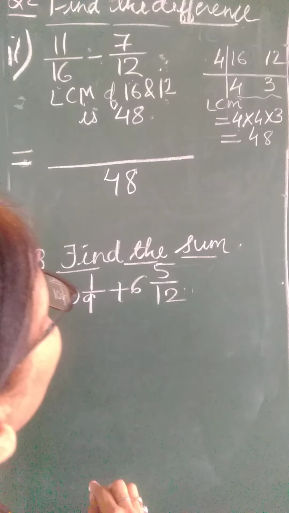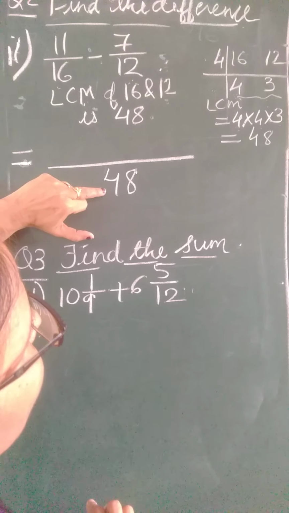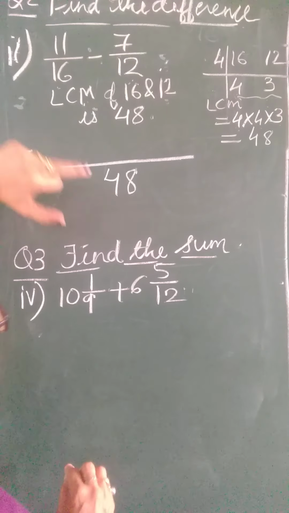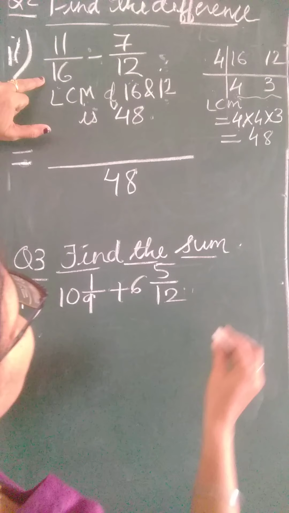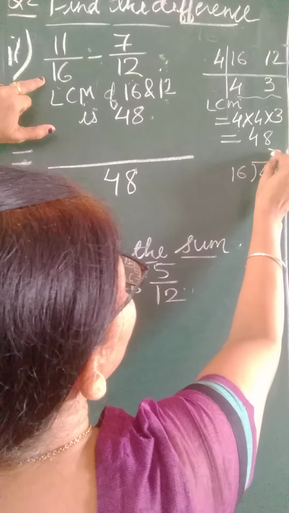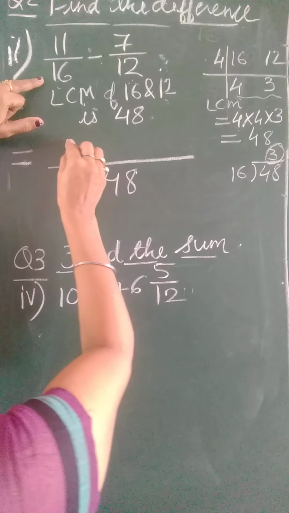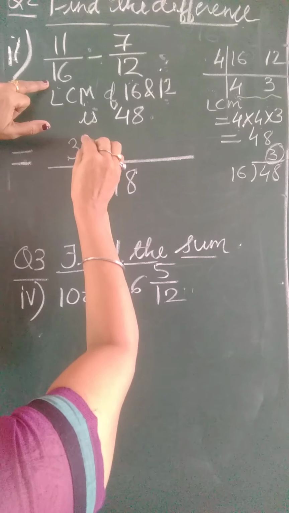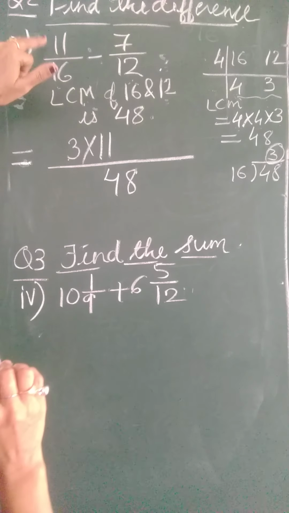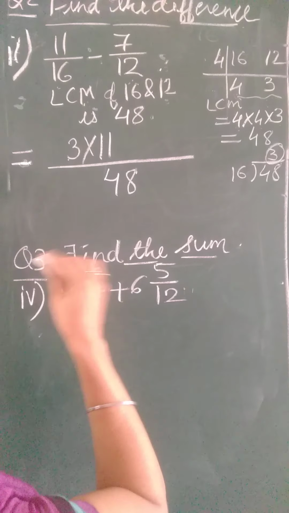Now what we do always to make the denominator equal, this 48 LCM you will divide by the denominator. Let us divide 48 by the first denominator. When I divide 48 by 16, what am I getting? 16 3s are 48. Now this 3 you write here, and this 3 you have to always multiply with the numerator. And what is the numerator here? 11.